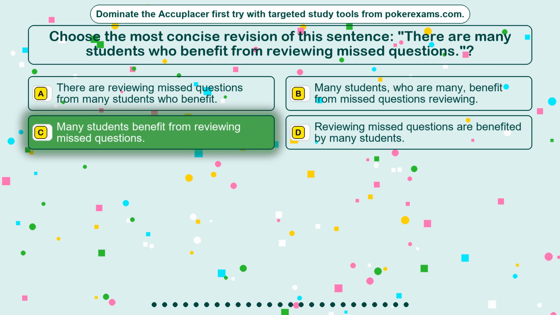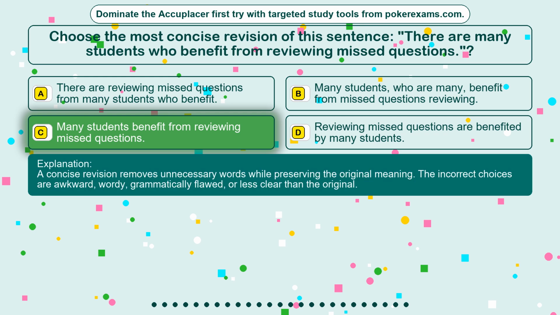The correct answer is option C. Many students benefit from reviewing missed questions. A concise revision removes unnecessary words while preserving the original meaning. The incorrect choices are awkward, wordy, grammatically flawed, or less clear than the original.